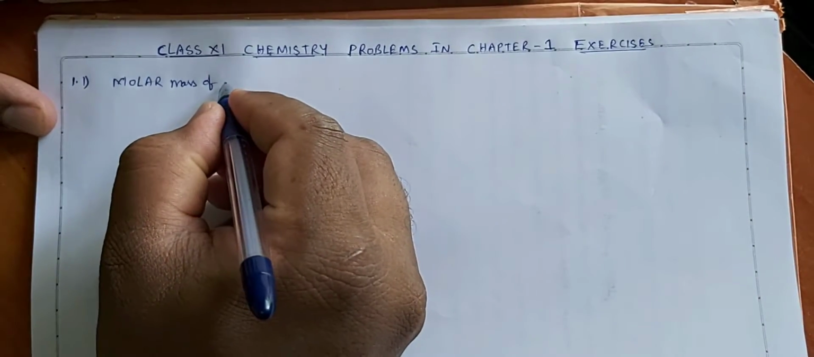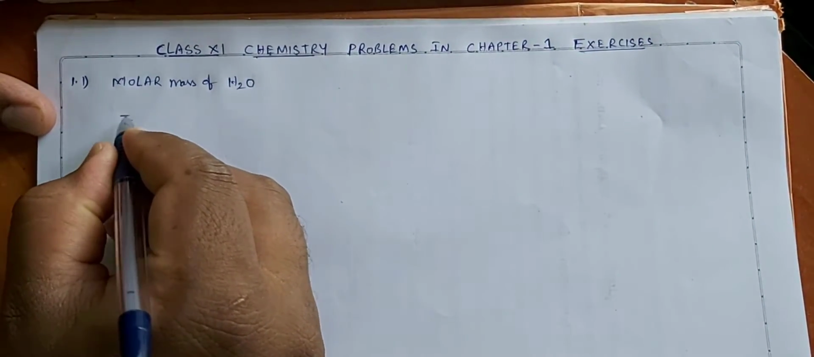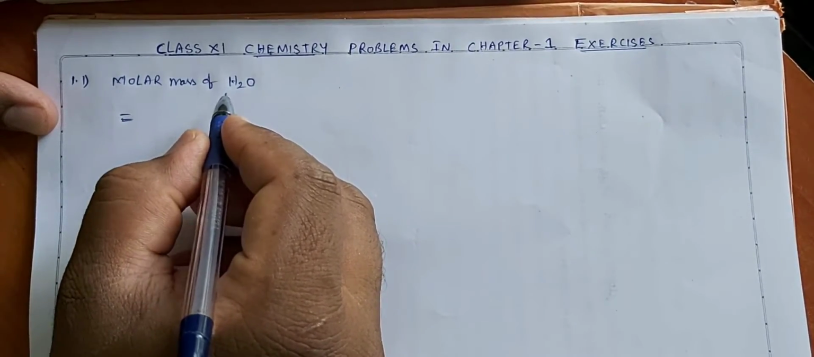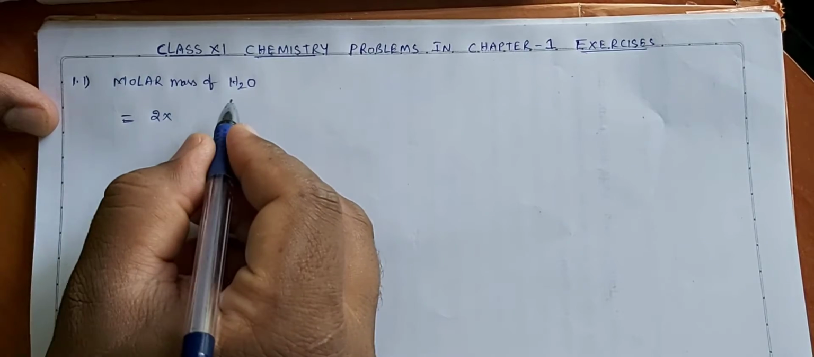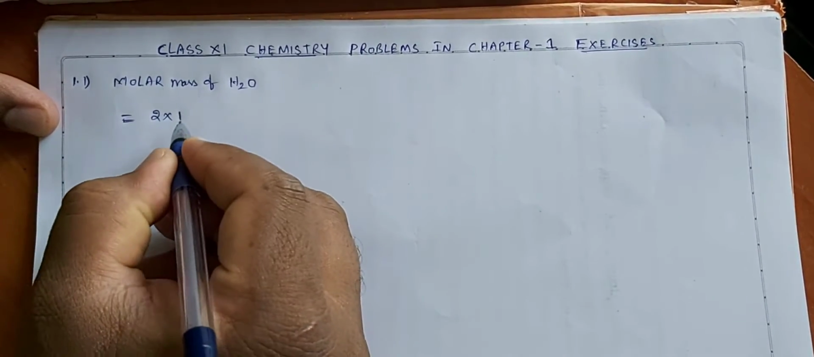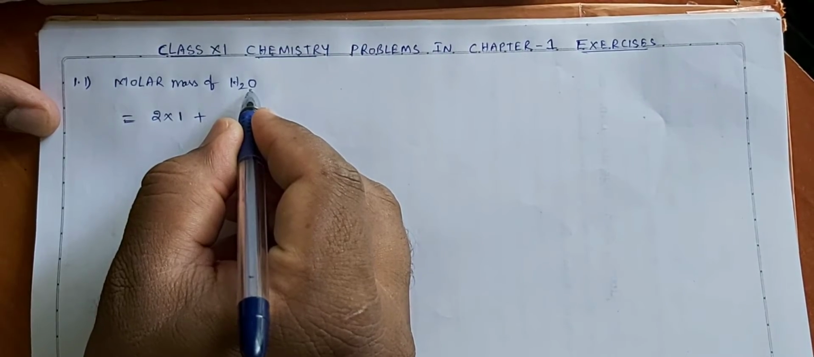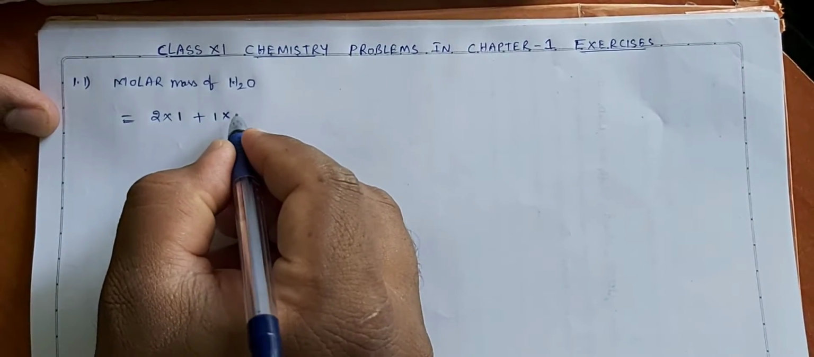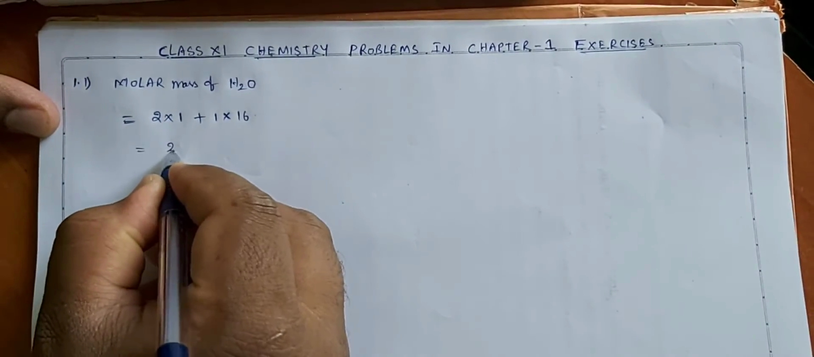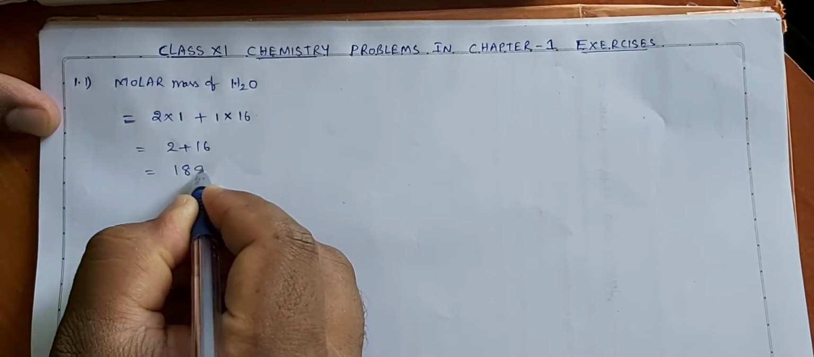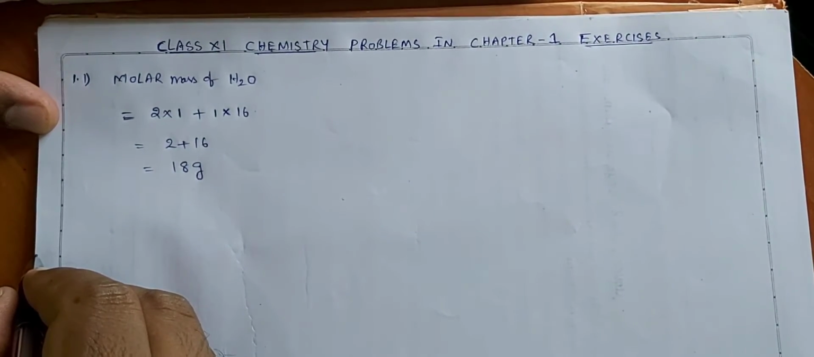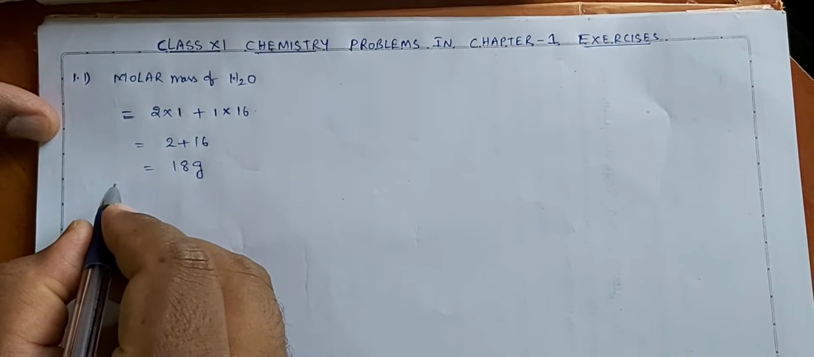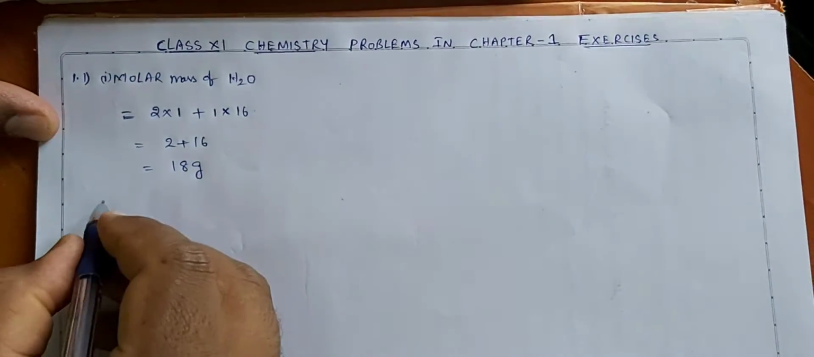Molar mass of H2O is equal to, how many hydrogens are there? 2 hydrogens. 2 into gram atomic weight of hydrogen is 1 gram, plus how many oxygens are there? 1 oxygen. 1 into gram atomic weight of oxygen is 16. Totally 2 plus 16, 18 grams. Molar mass of H2O, 18 grams. This is the first one, small one.